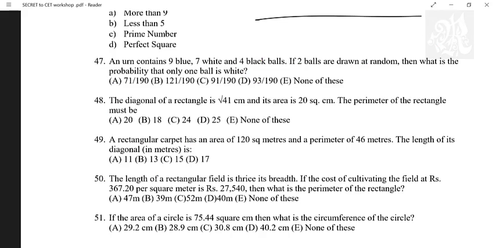Obviously once your formulas are sorted, you're halfway there. Take the diagonal of a rectangle, for example: diagonal is 41, area is 20. How will I fit this? It's very simple. Its area is 20 and diagonal is 41.